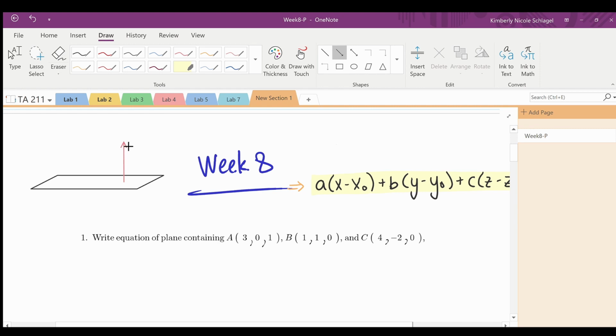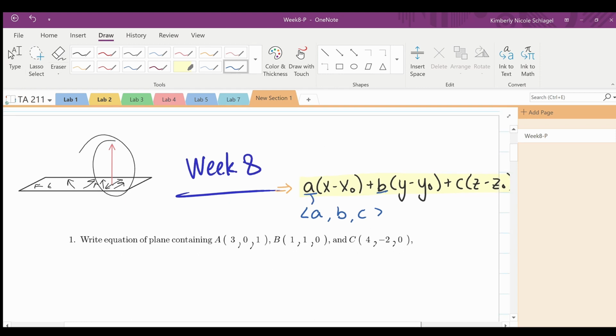So it would look something like this. If you imagine our plane, it's made up of a whole bunch of vectors in here, pointing in all these directions. Every single vector in here is perpendicular to our normal vector here. So that's what our normal vector is, and you can see from our equation, it's represented here by A, B, and C. These make up our normal vector.